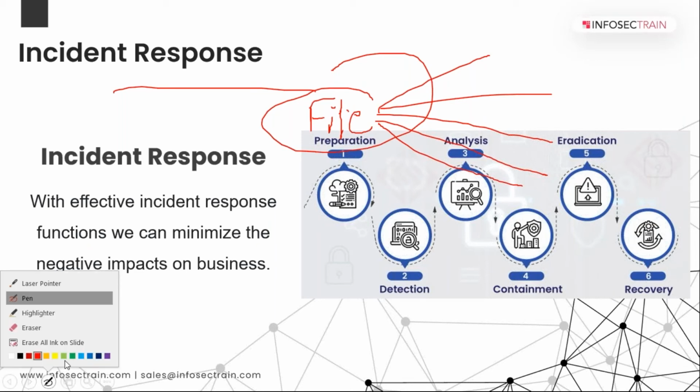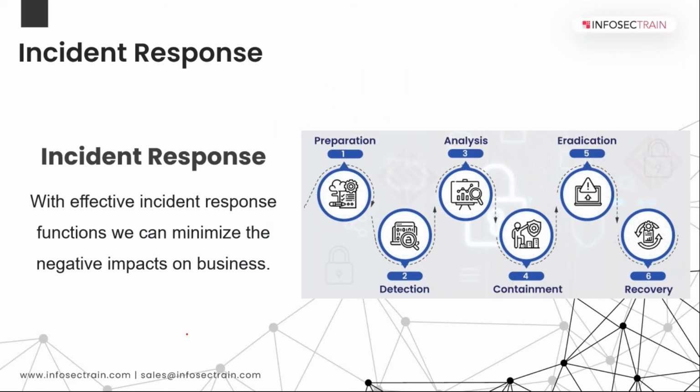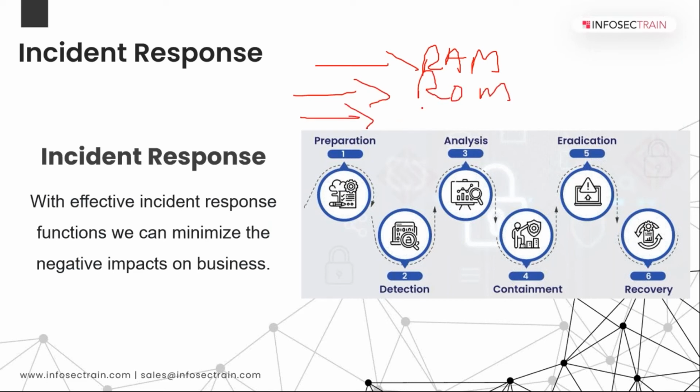So root cause analysis, in case ransomware has affected your system, what will that involve? We will create images of your RAM, create images of your ROM, and collect network traffic. All these things we will be collecting.